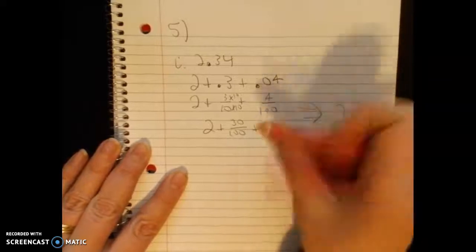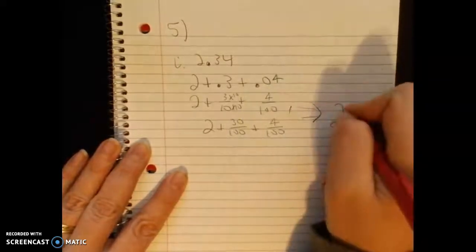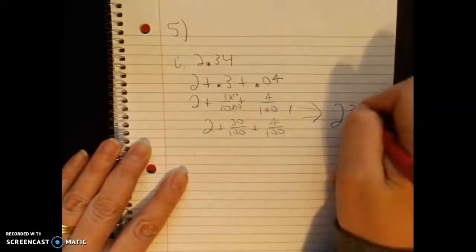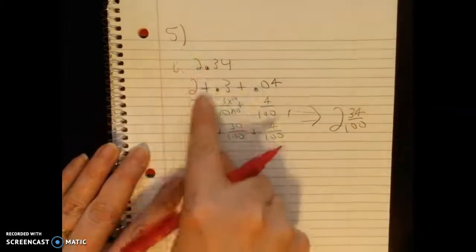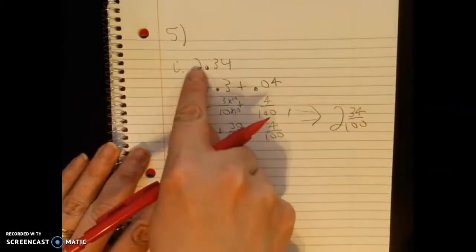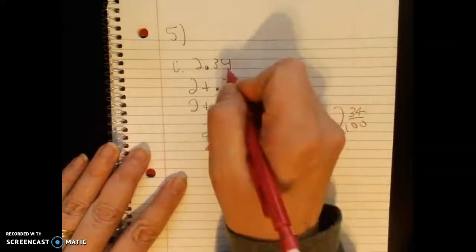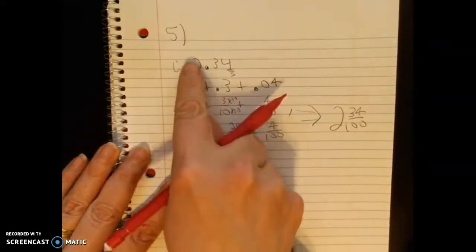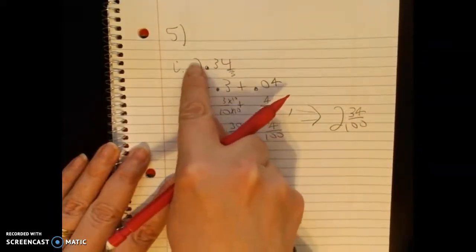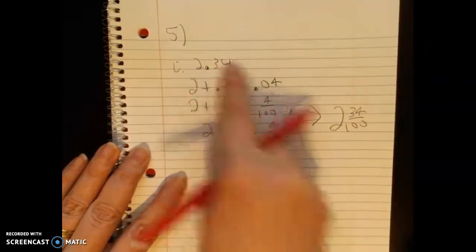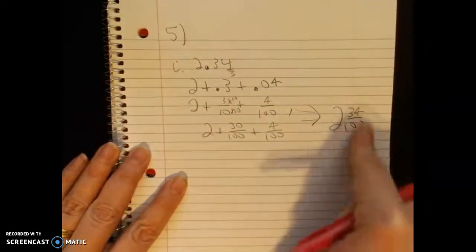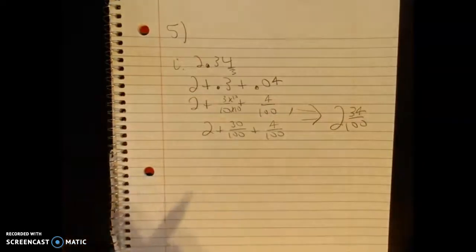Sorry, that's already a 4. So you get 2 and 34/100ths. And notice that's how we pronounced it to begin with. I mean, I said this is 2 and 34. And remember, the last spot gives you the name here behind the decimal. And the point is your "and." So 2 and 34/100ths. I mean, that mixed number is exactly what it is as a decimal.